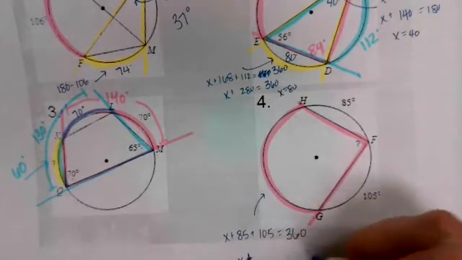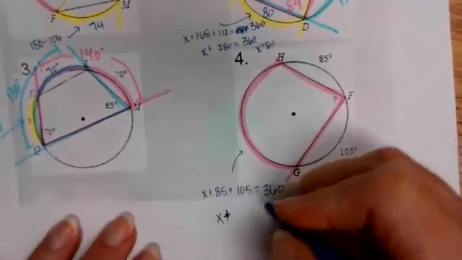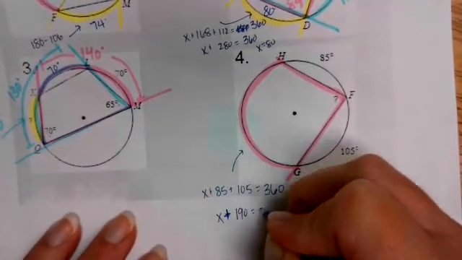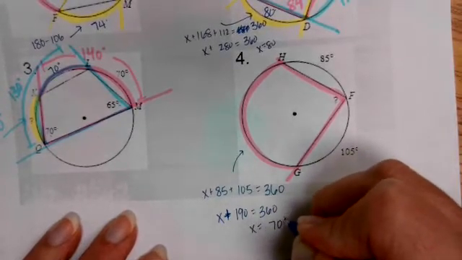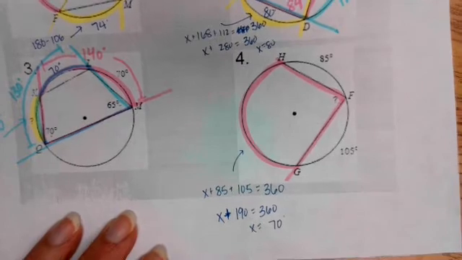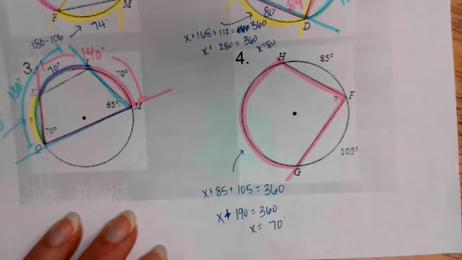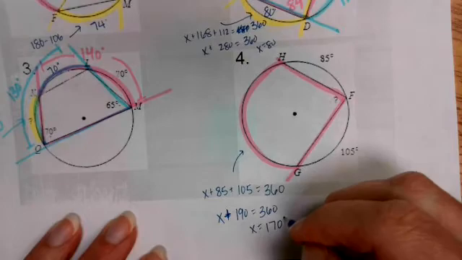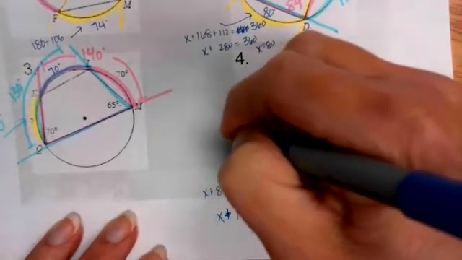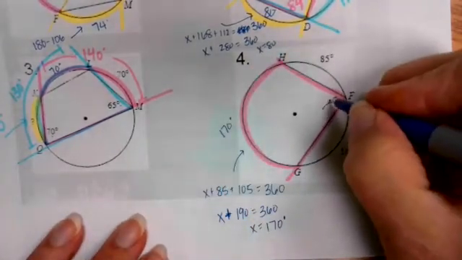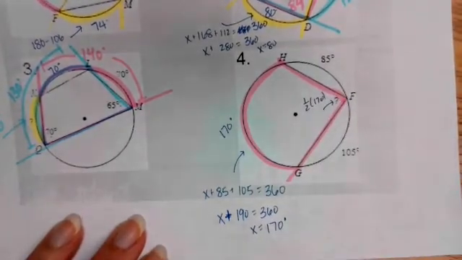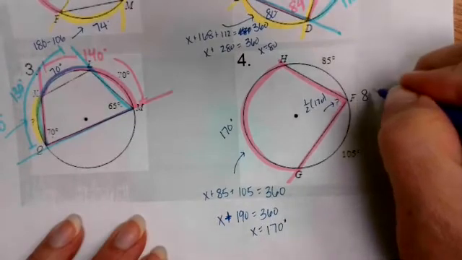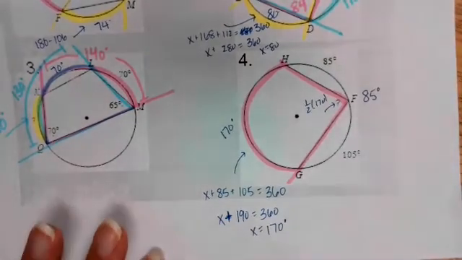So that should be a plus. So x plus 190 is equal to 360. Hold on. Minus 190 is 170 degrees. All right. So this arc is 170 degrees. So my angle is exactly half of 170 degrees, which is 85 degrees.